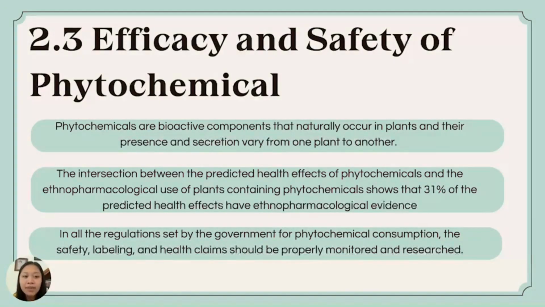Now I will explain about the efficacy and safety of phytochemicals. Phytochemicals are bioactive components that naturally occur in plants, and their presence and secretions vary from one plant to another. They play an important role in human health through various effective means such as antioxidant, cell differentiation effects, effects on DNA metabolism, and maintenance of DNA repair.